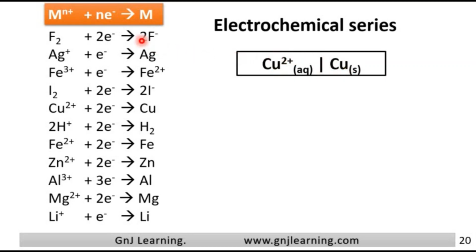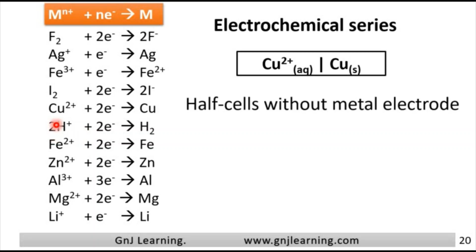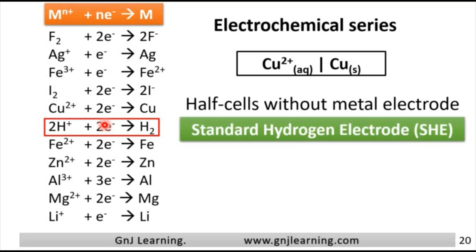But if you look into the list, you will see that there are certain electrodes or half cells that don't have metal. For instance, the electrode H plus reduced to H2, that is the hydrogen electrode, doesn't have a metal to dip in its electrolyte. So there are half cells without a metal electrode, and one example is this hydrogen electrode. If it is in its standard form, if all the species involved in this electrode have a concentration of unity, then it is called the standard hydrogen electrode, or in short SHE.